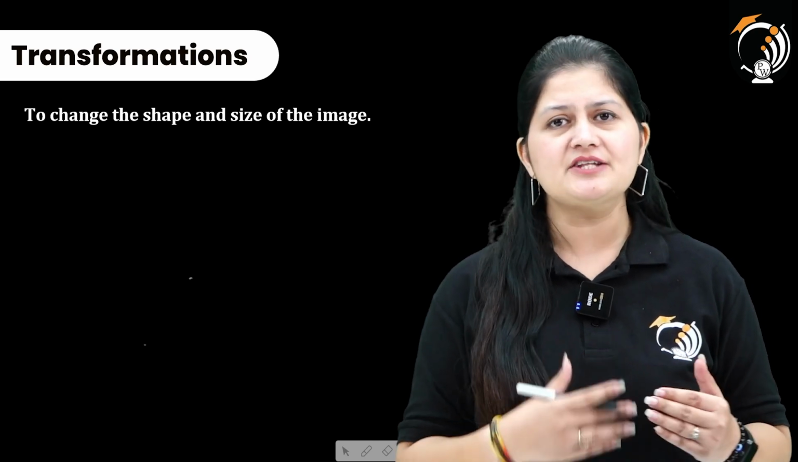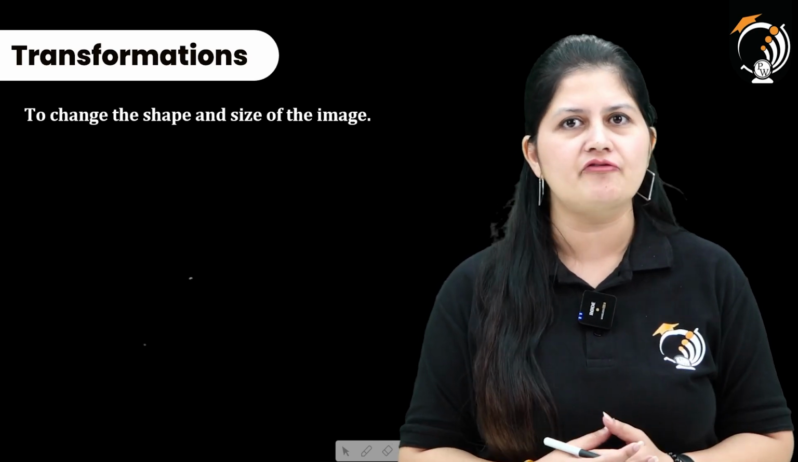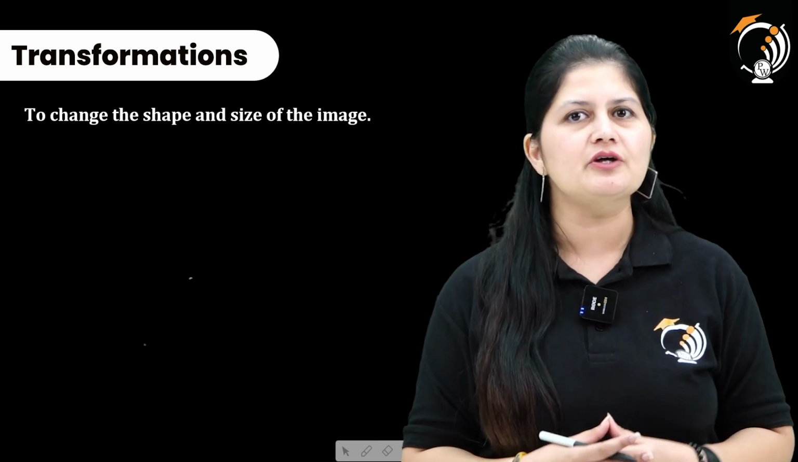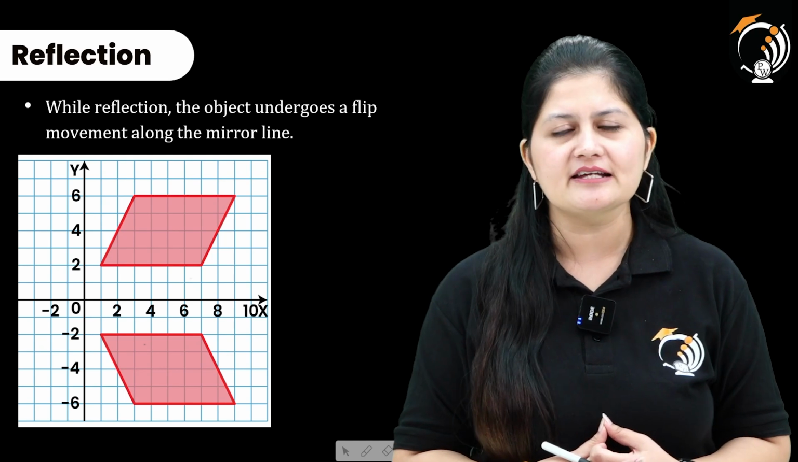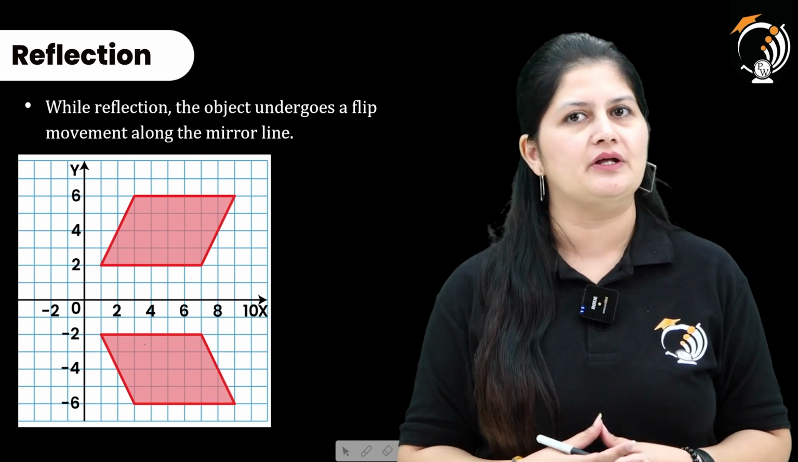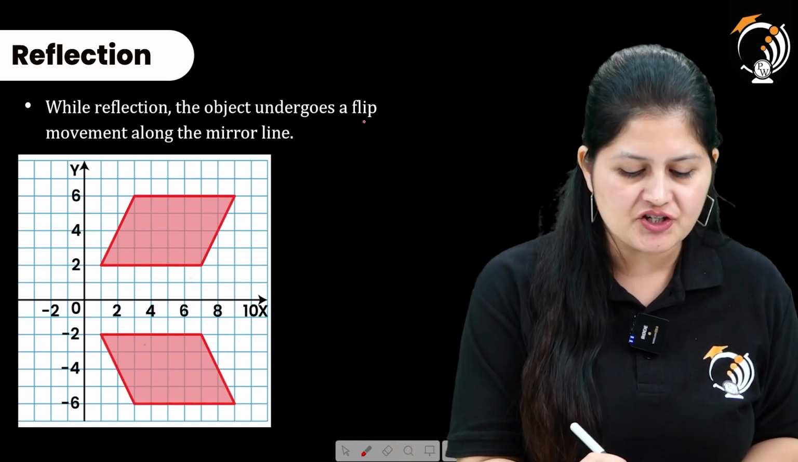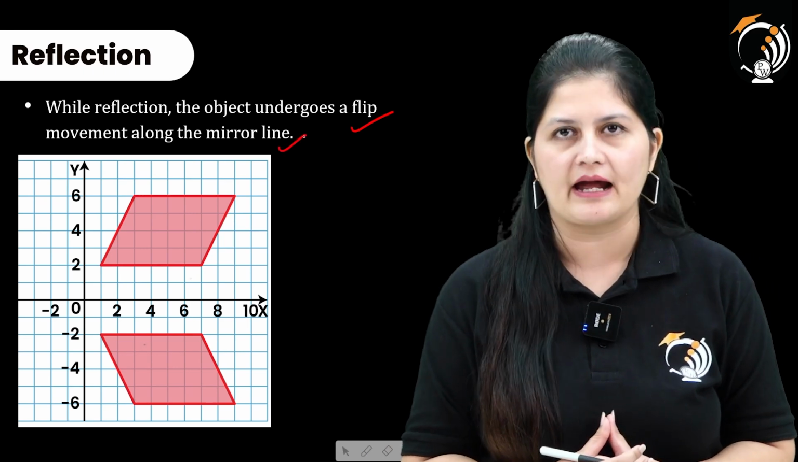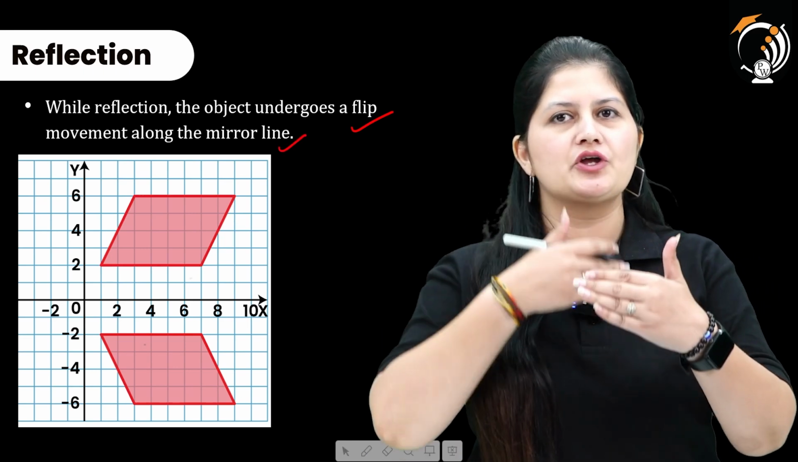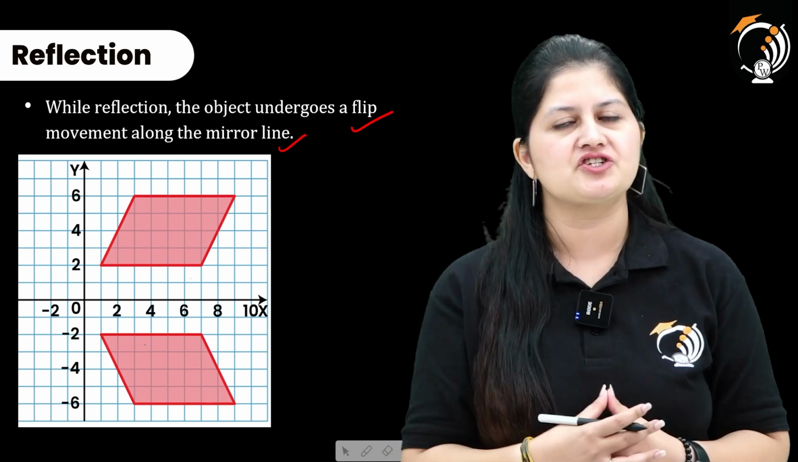Now let's understand the different parts of transformation. Moving to the first part, which involves reflection. Let's first understand what actually happens during reflection. During reflection, the object undergoes a flip movement along a mirror line. That means the object is going to flip whenever a reflection is happening.